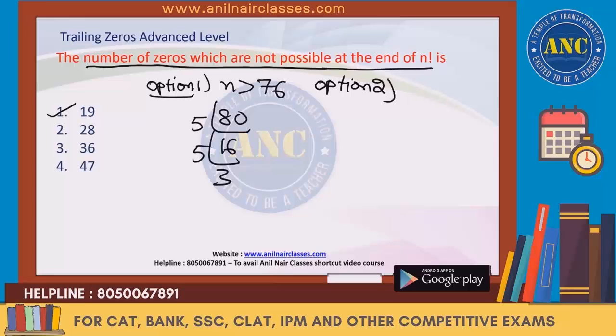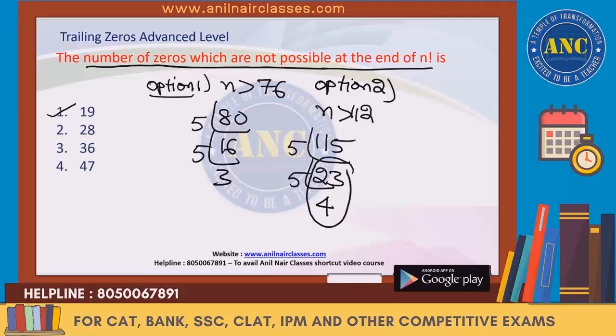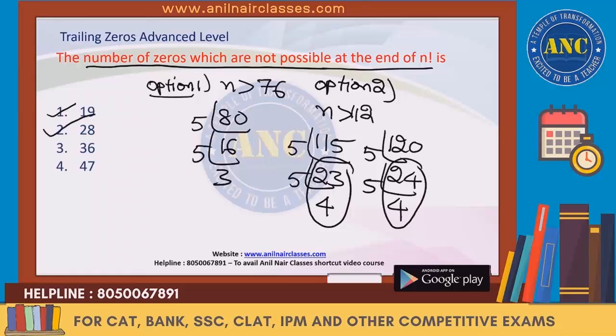Option 2. It is 28. n is greater than 4x, which is 112. What is the multiple of 5 greater than 112? 115. So it is 5 23s are, and 5 4s are. 23 plus 4 is 27. Next multiple, 5 24s are, and 5 4s are. 24 plus 4 is 28. This is possible. Option 2 is also possible.